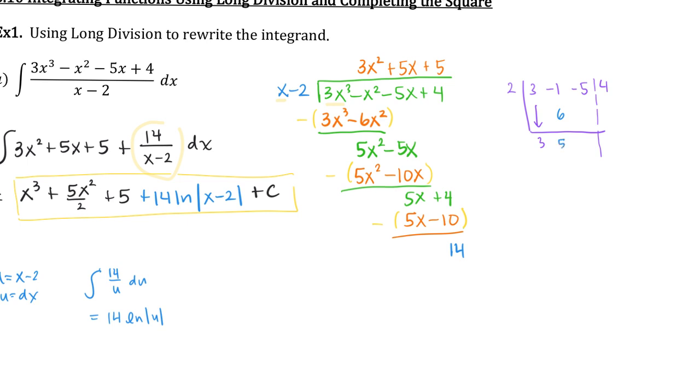Okay, then I repeat. 2 times 5 is 10. Negative 5 plus 10 is 5. 2 times 5 is 10. 4 plus 10 is 14. Okay, and then you have to rewrite it in polynomial form. So this is 3x squared plus 5x plus 5.